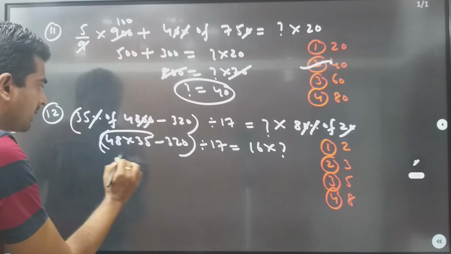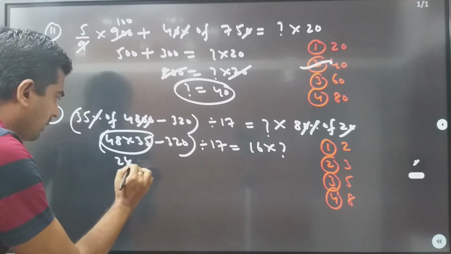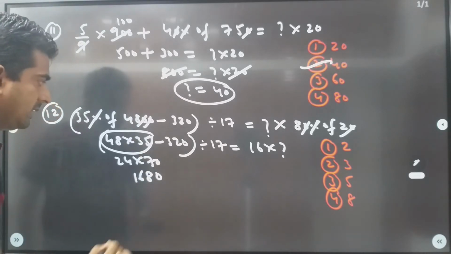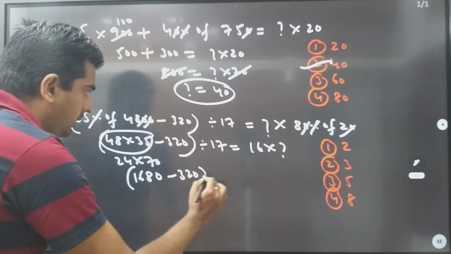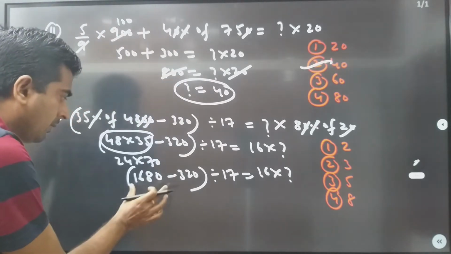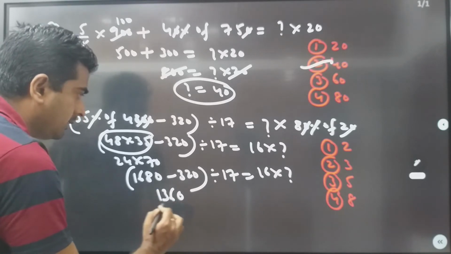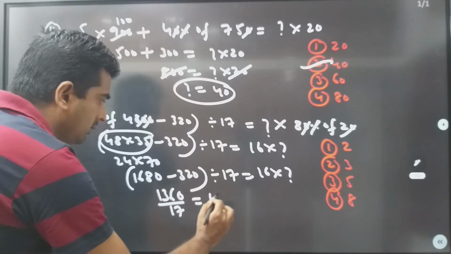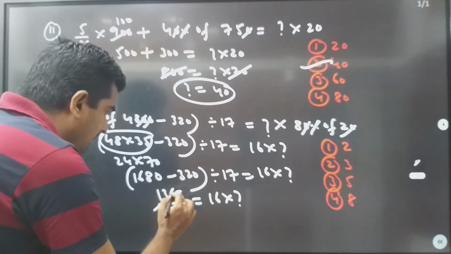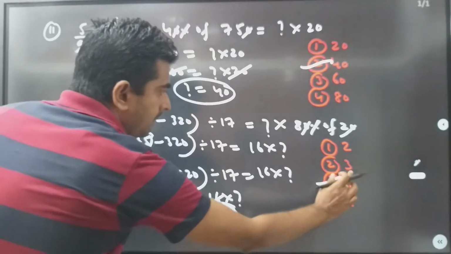How to multiply this number? This is even number, this is odd number. Half the even number, double the odd number. This is 24 into 70. What is 24 into 70? 7 4s are 28. 1680 minus 320, whole divided by 17, is equal to 16 into question mark. 1680 minus 320, what is the answer? 0 0. 8 minus 2, 6. 16 minus 3, 30 divided by 17 is equal to 16 into question mark. 17 8s are, you should know the table. 16 5s are, so question mark is equal to 5, which is third option.